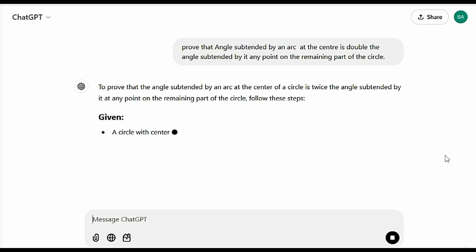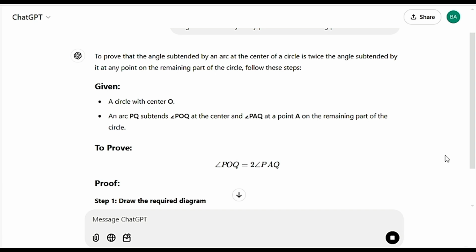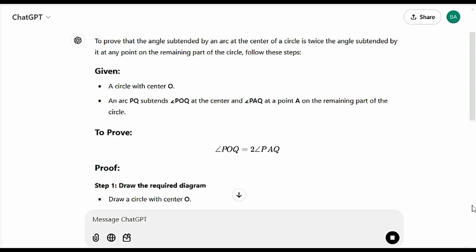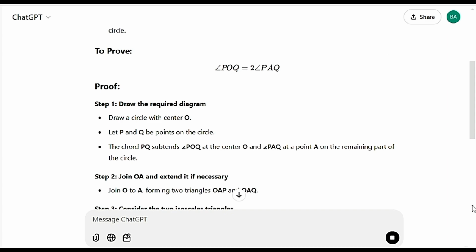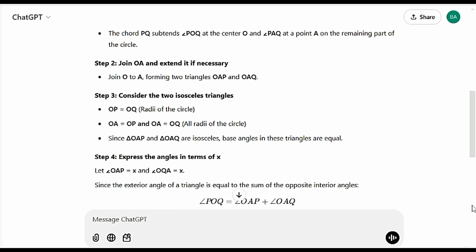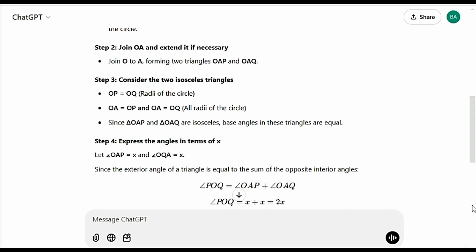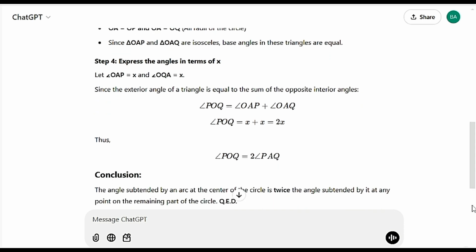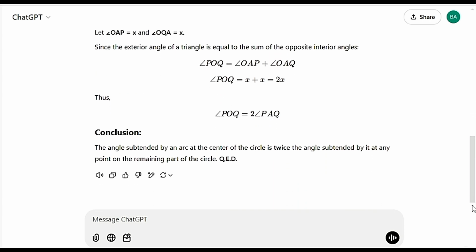So here we can see that we get the total proof of the theorem in a written form: given, to prove, and the proof. These are all the necessary steps that we have to write in the exams or in our notebook. So we can copy these steps or we can learn how we can write the answer in exams or in our notebook.